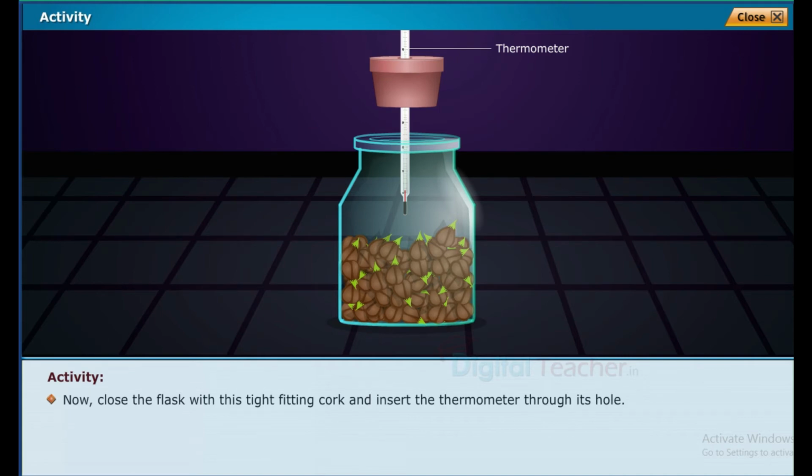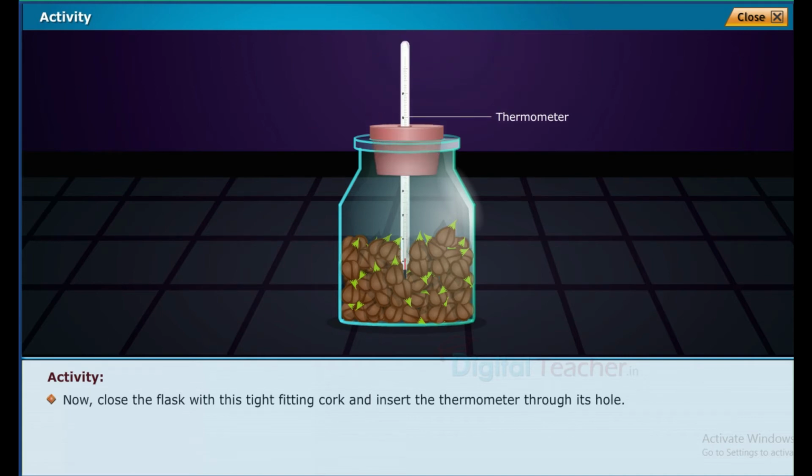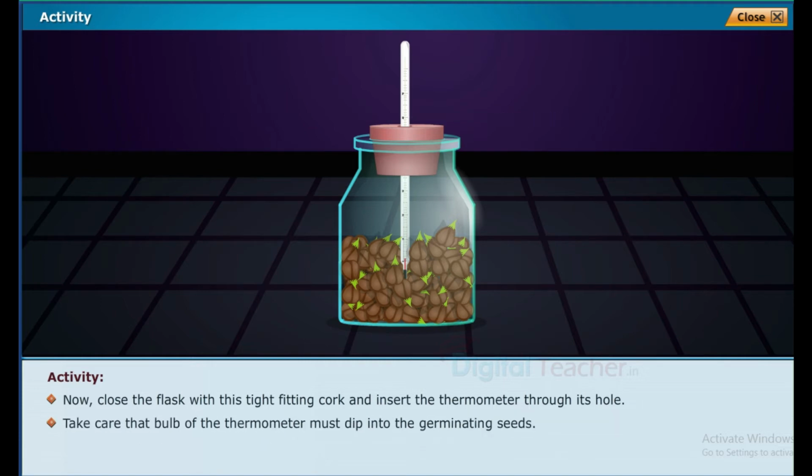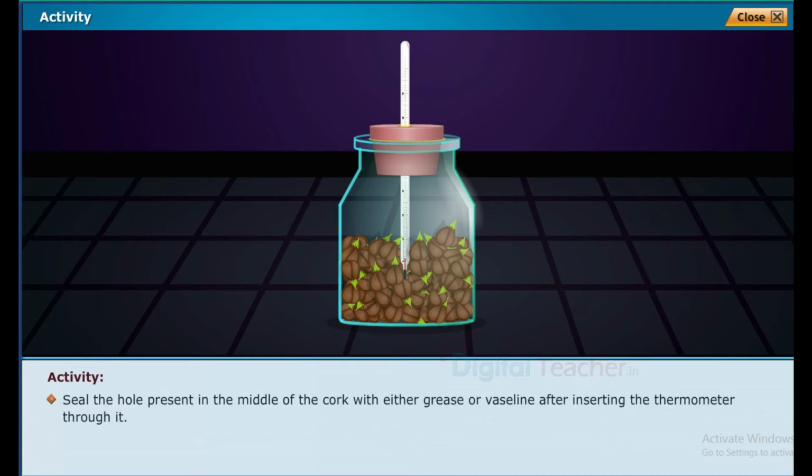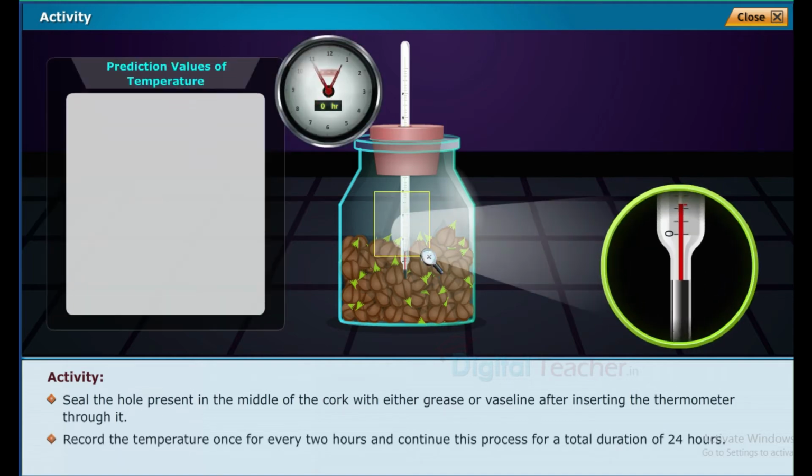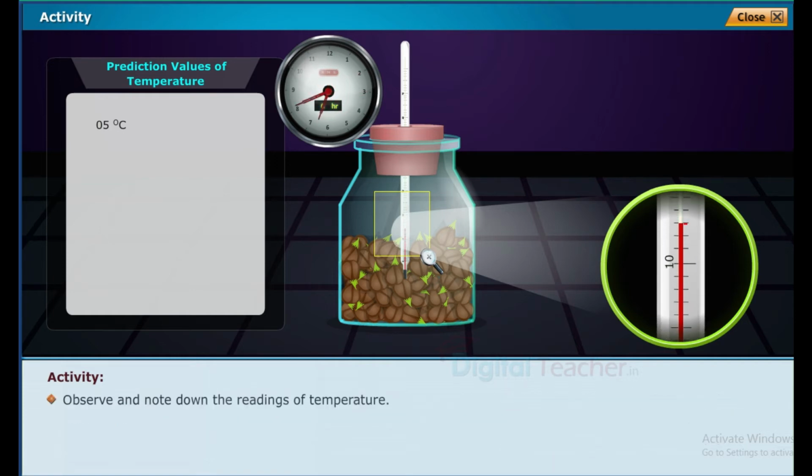Now, close the flask with this tight-fitting cork and insert the thermometer through its hole. Take care that the bulb of the thermometer must dip into the germinating seeds. Seal the hole present in the middle of the cork with either grease or Vaseline after inserting the thermometer through it. Record the temperature once every 2 hours and continue this process for a total duration of 24 hours. Observe and note down the readings of temperature.